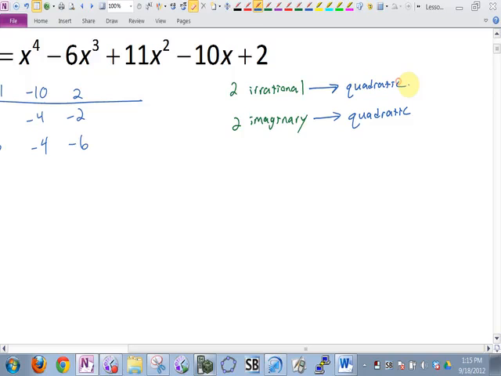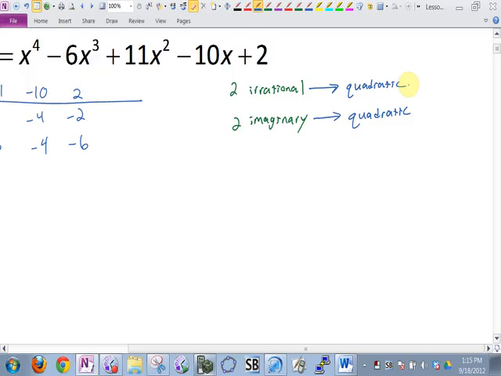Well, that tells me something about these two irrationals. The fact that they both come from a single quadratic factor, and I know that because of the process of elimination, what can you then tell me is true about these two irrational zeros? They are also conjugates of each other. Okay? They have to be. That's nice. You know that the two irrational are quadratic, because the imaginaries have to be.